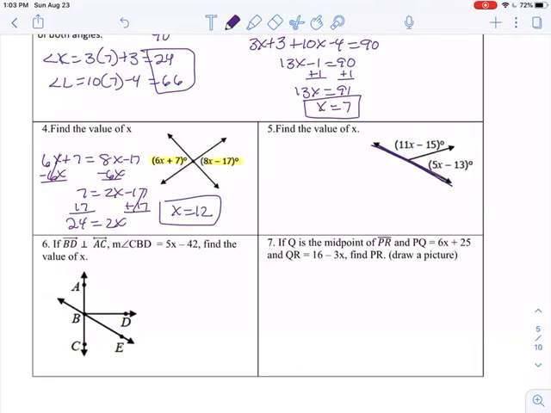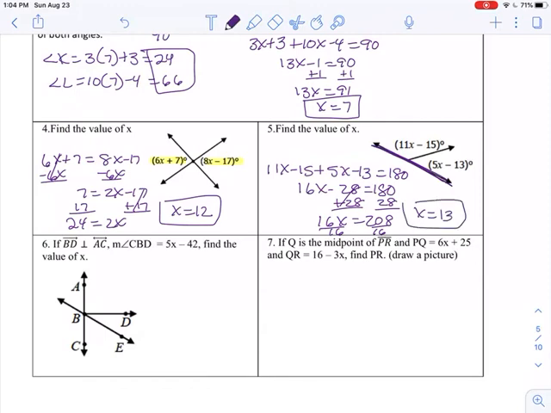Number 5, these two angles form a line. A line is 180 degrees. So that's an example of a linear pair. So I'm going to add these and set them equal to 180. Now you're going to take these like terms: 11x and 5x is 16x, negative 15 and negative 13 is negative 28. I'm going to solve for x, so I'll have to add 28 to both sides and divide by 16. Of course, you're using a calculator for this. x equals 13.